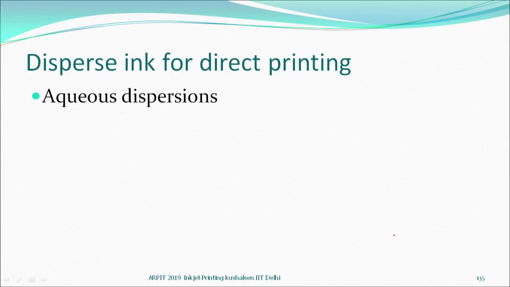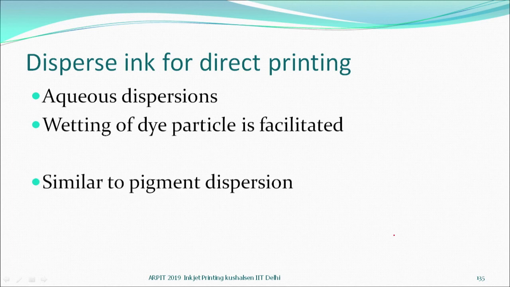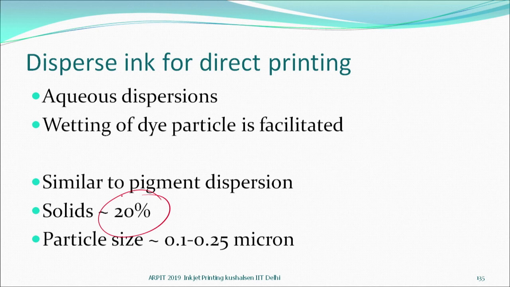Generally, as with aqueous dispersions of pigments, wetting of the dye particle is facilitated. You have surface active agents or dispersing agents. Dispersions are similar to pigments. Generally you may have a solid content of 20%, and the rest may be solvents or water. Again, particle size is controllable like a pigment, because they are not water soluble, therefore they are particles, but they are dyes, remember, disperse dyes are dyes.